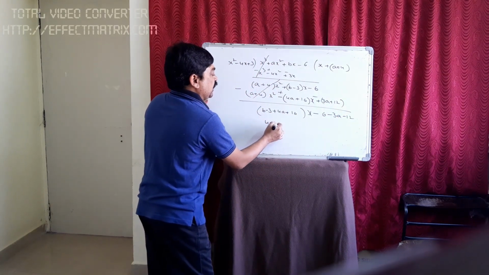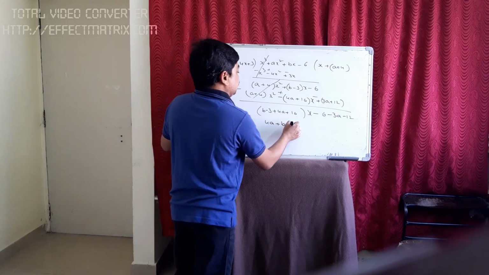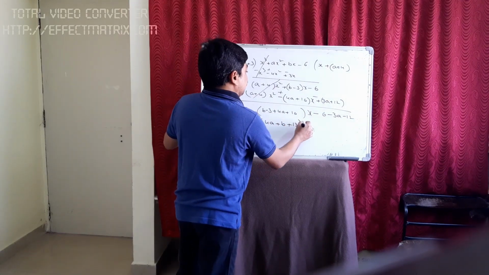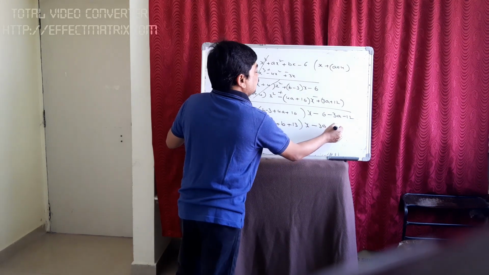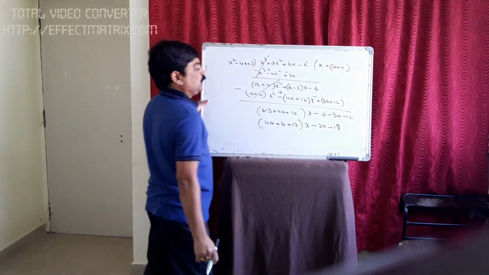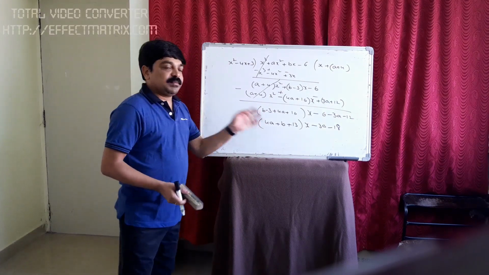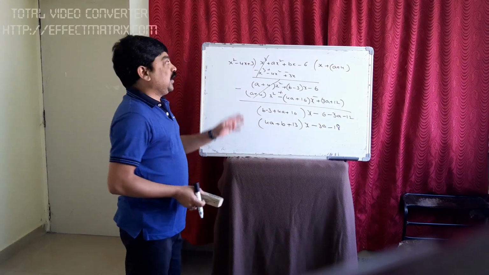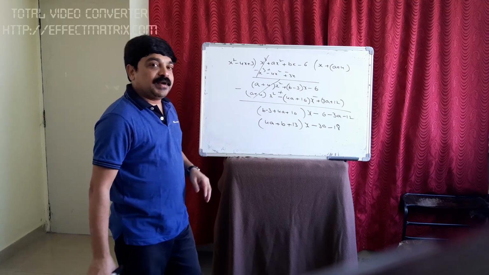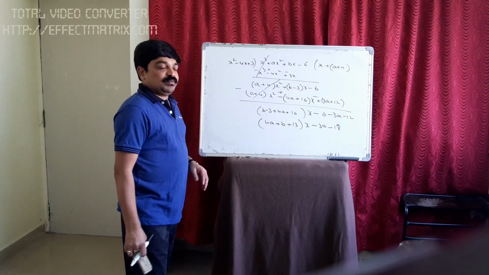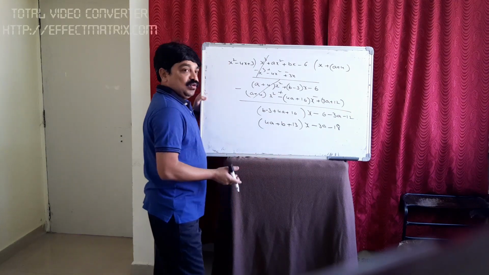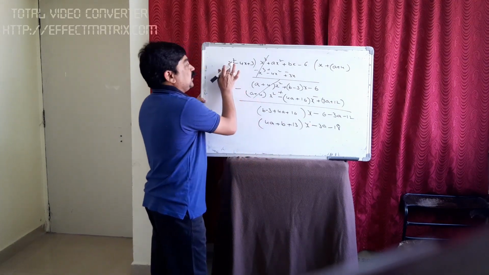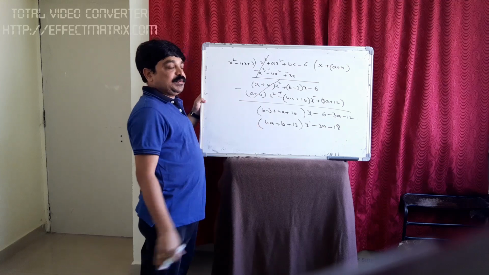So we simplify: 4a plus b plus 13 into x minus 3a minus 18. This is the thing. That means you got some remainder. But completely divisible means the remainder should be 0. But you got something like a remainder here. Can we still divide? No, because you got an x term. The remainder is of lower degree than the divisor, so we stop here.